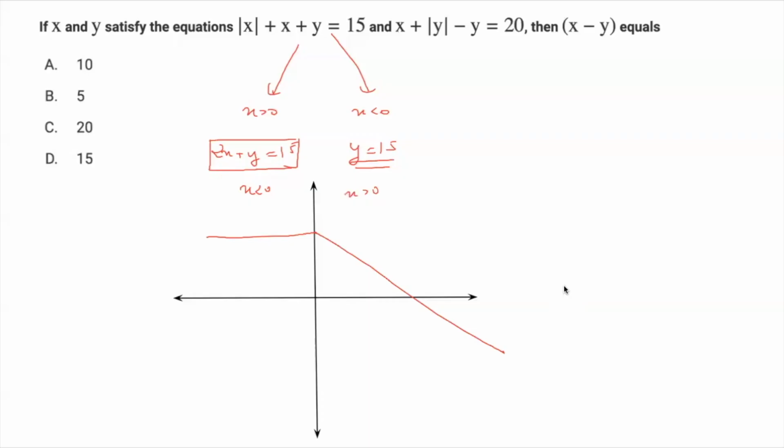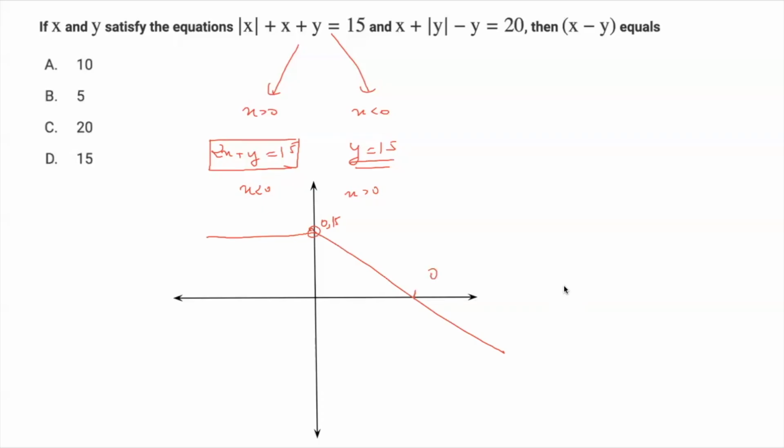And when x is greater than 0, you have the graph 2x plus y equals 15. Okay, you can now mark the intercepts here. The y-intercept of 2x plus y equals 15 can be obtained by putting x as 0. You get y equals 15. So the point of intersection of this line 2x plus y equals 15 with the y-axis is (0, 15).